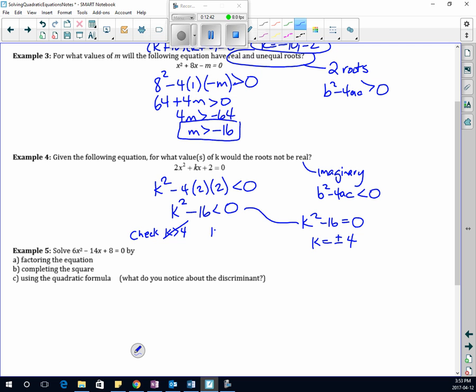How about when k is between 4 and negative 4? So let's pick 0. 0 is between negative 4 and 4. Is 0 squared minus 16 less than 0? Yes, that works. Let's try when k is less than negative 4, because that's the only thing left that it could be. So again, if I plug in, say, negative 5 and I square it, I get positive 25 minus 16 is 9, and that is not less than 0. So this would be your answer. If you have a value of k between negative 4 and 4, you will get not real roots.